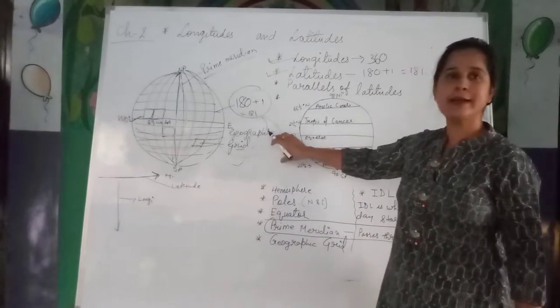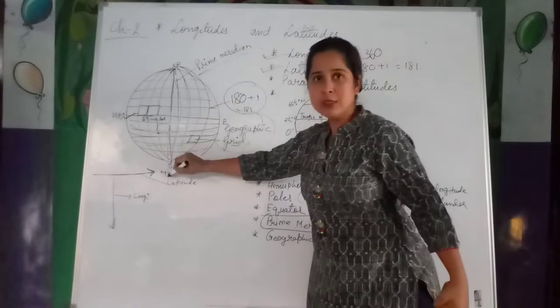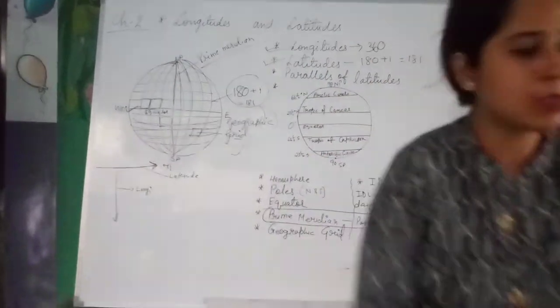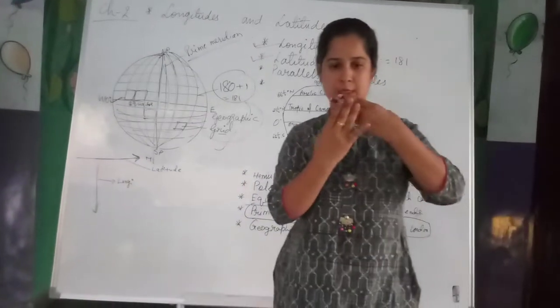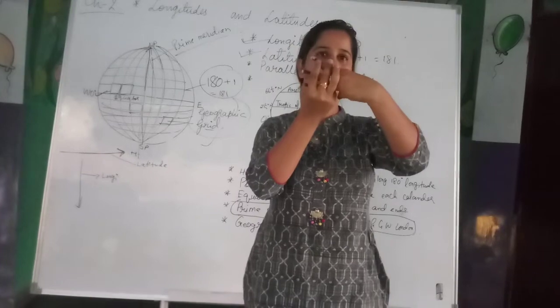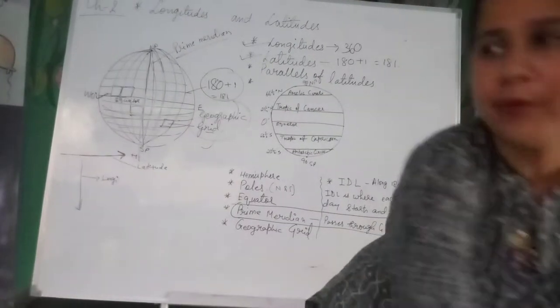So the geographic grid is formed by the crossing of longitudes and latitudes. When numbers of longitudes and latitudes cross, they cross like this, so they form small boxes. You can see the space between my fingers. The same structure is formed here, and that is called the geographic grid.